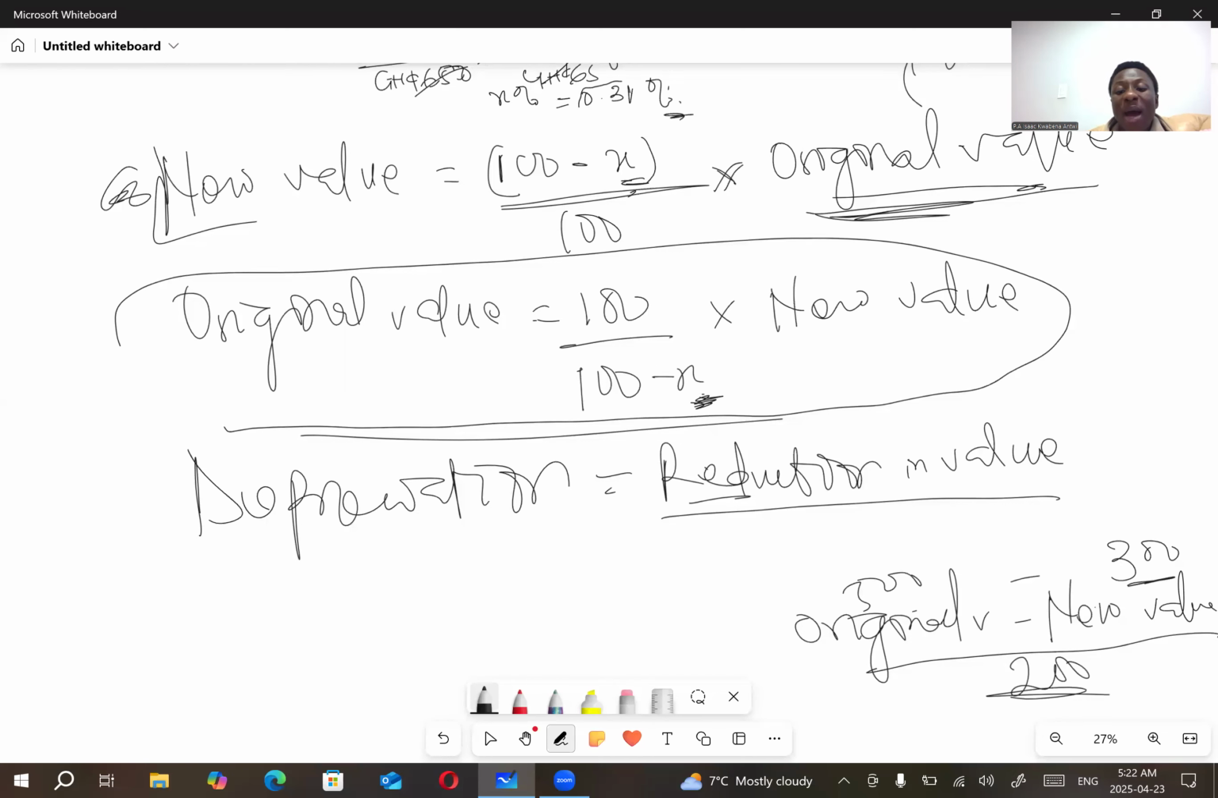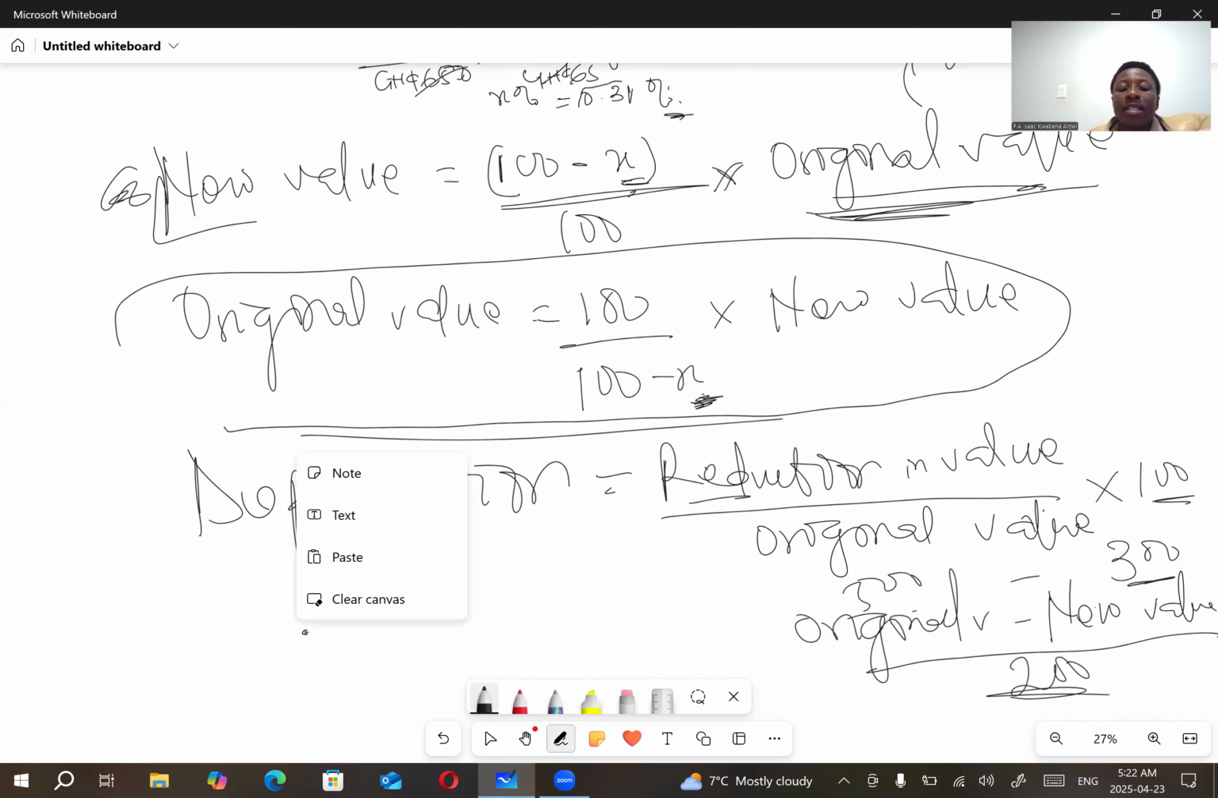Yeah, but that's not just the formula. Reduction in value all over what? Original value times 100. Do you know why it's times 100? Because it's a rate, depreciation. X is in percent. So times 100. When you want to convert a value into percent, you multiply by 100. So these are the three formulas I want you to know.